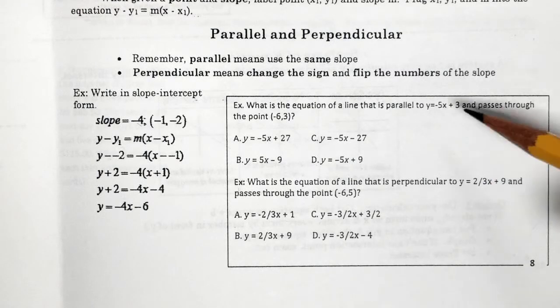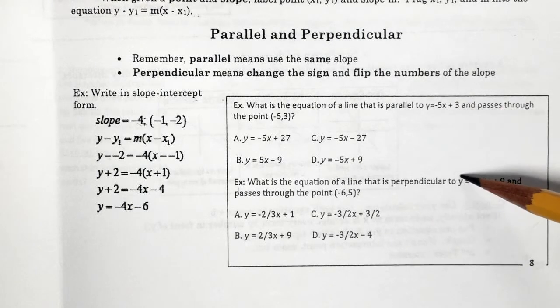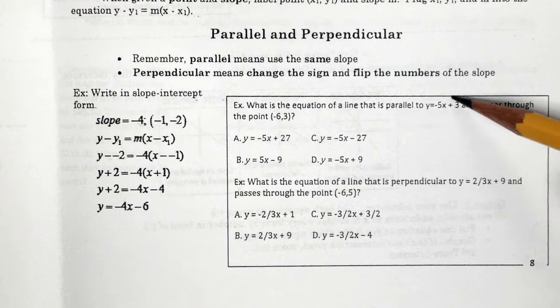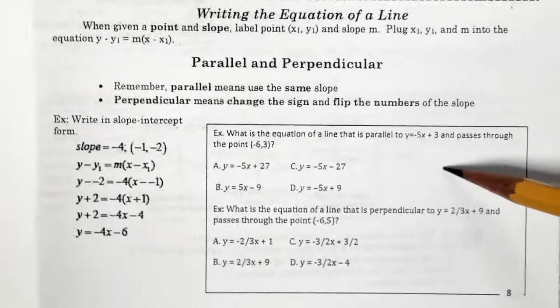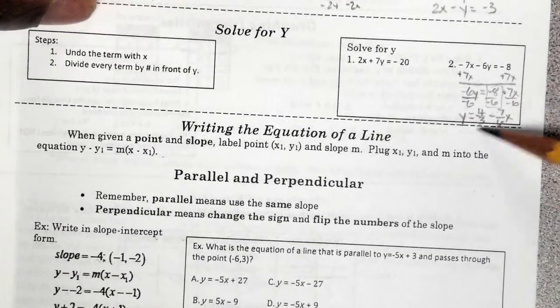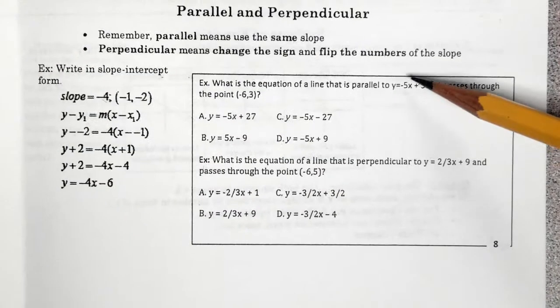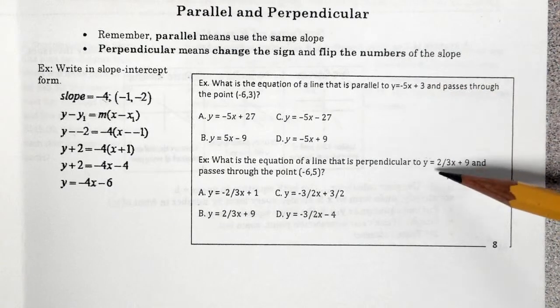All right, if you're given the equation of a line, these are both in slope-intercept form. Sometimes they'll give it to you in standard form, and you have to get it to slope-intercept form, and you would just do the same thing we did up here. But this, we already have it in slope-intercept form, so we know what our slope is.